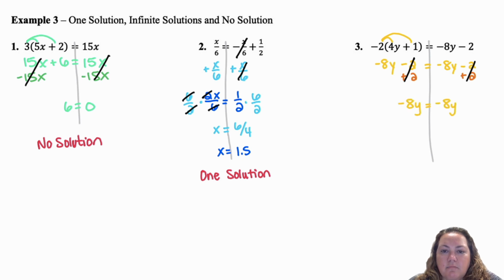I just get negative 8y equals negative 8y, which is true. Or I could try adding the 8y to both sides, and the y terms would cancel, and I'd be left with -2 equals -2, which is also true. So if I get a completely true statement where the things are equal, then I am going to have infinite solutions.